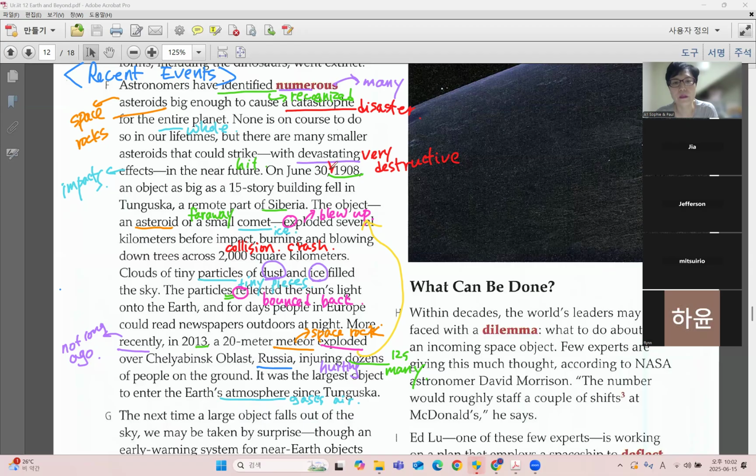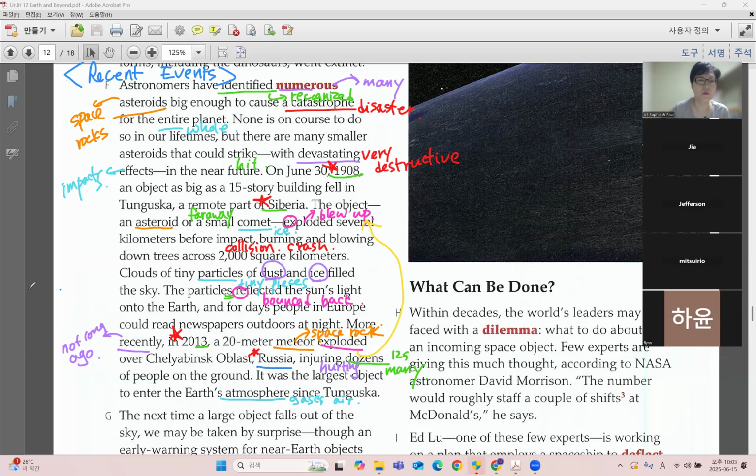Here, when? In 1908. So what is the object? And where? Siberia. And this one, blowing down the trees. And here more recently, one more. What is it? 2013 in Russia. The other one was Siberia, and this one is Russia. All right. And recent events of meteors.